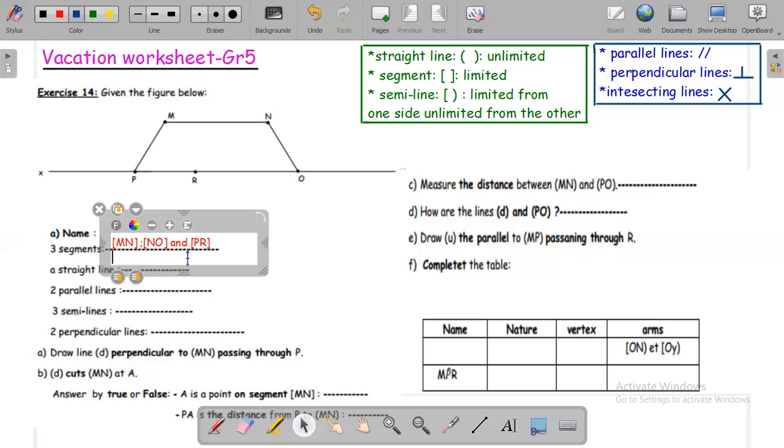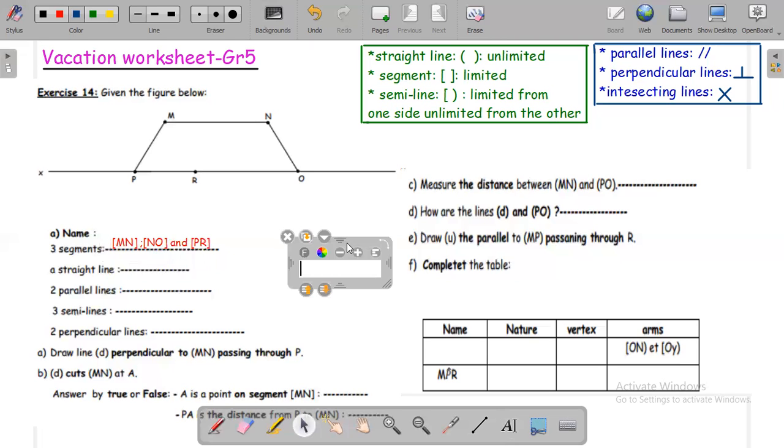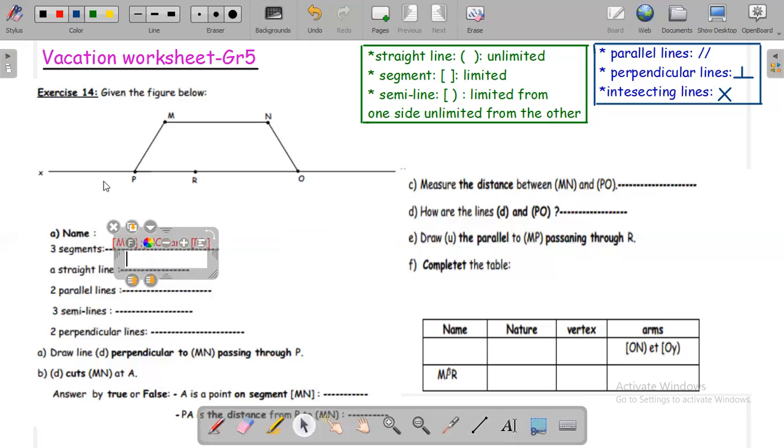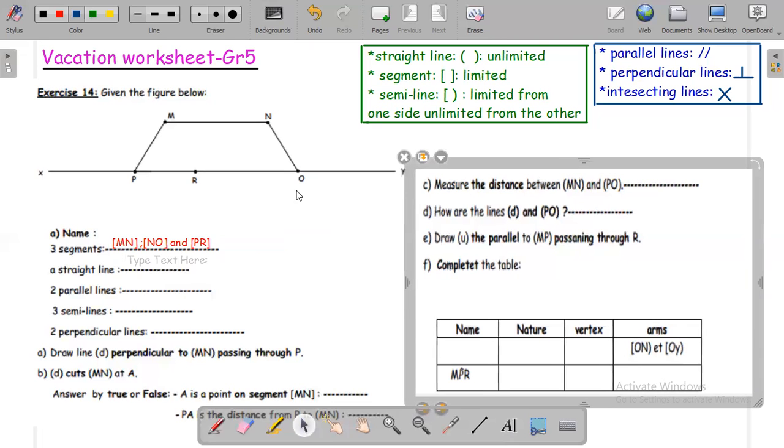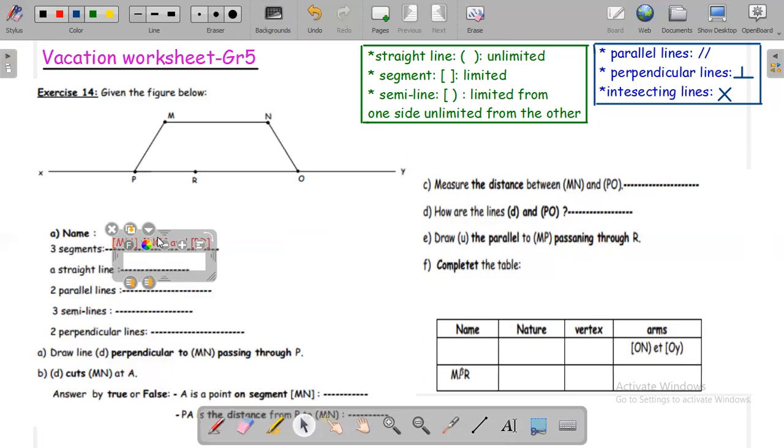Now, name a straight line. Look at the figure. To name a straight line, we have to put parentheses and we can write small letters or capital letters. For example, we can name (xy), small letters between parentheses, or we can name it (PO) or (RO) between parentheses.